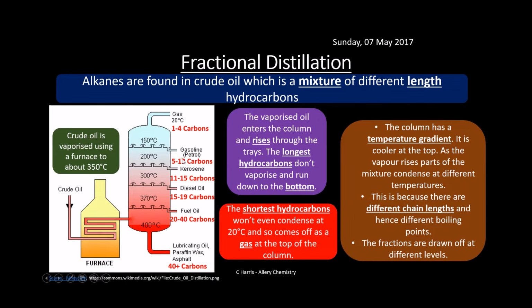You can see your different length hydrocarbons here. So 40 plus carbons: you look at your lubricating oil, your paraffin wax, asphalt, which is just tarmac, and then your gases, obviously methane, butane, things like this. These are 1 to 4 carbons. Petrol comes off here. Diesel oil is what you would use, and fuel oil is what you use in ships. So you'd like really heavy oil.